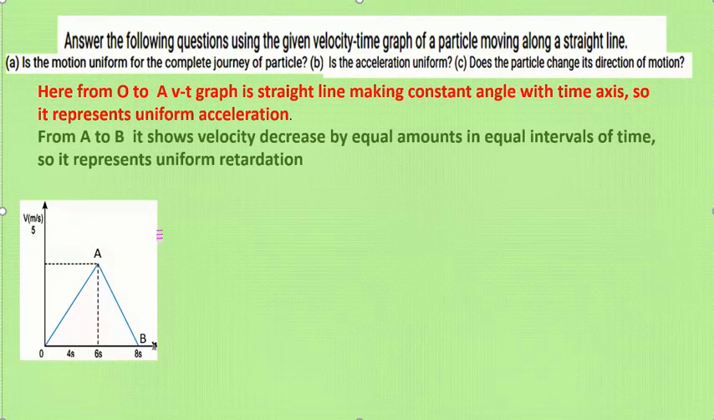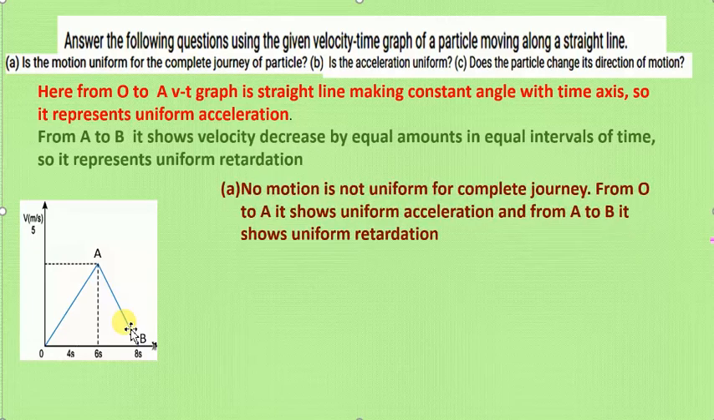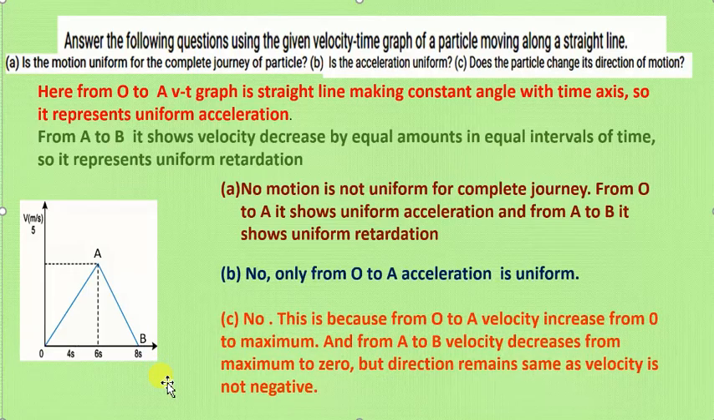Now, first question, is the motion uniform for complete journey? No, it's uniform only for the first half. It is showing uniform acceleration from O to A, and from A to B it is showing uniform retardation. Second part, is acceleration uniform? Again the answer will be no, because only from O to A we are having uniform acceleration. And the last, does the particle change its direction of motion?